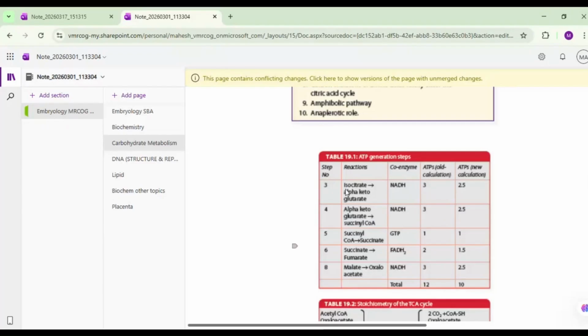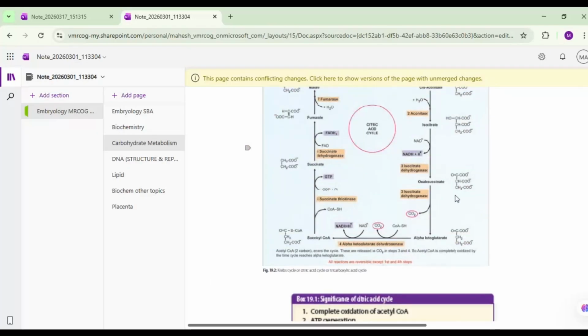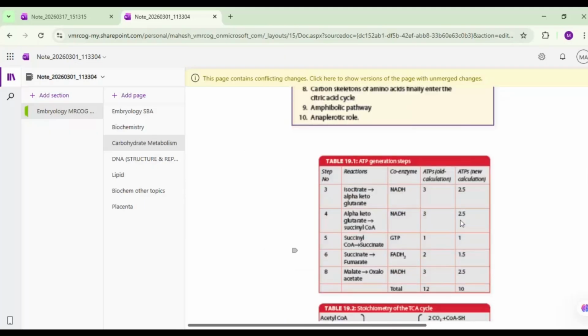Now let us see the ATP generation steps. Concentrate on step 3 and step 4. In step 3 and step 4, one NADH is formed in each, and as per the new recommendation, 1 NADH is equal to 2.5 ATP. So step 3 is giving 2.5 ATP and step 4 is also giving 2.5 ATP.